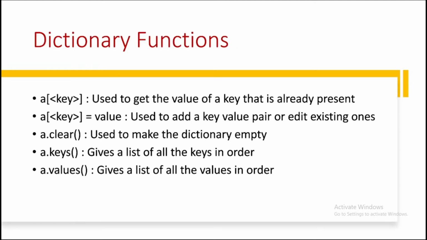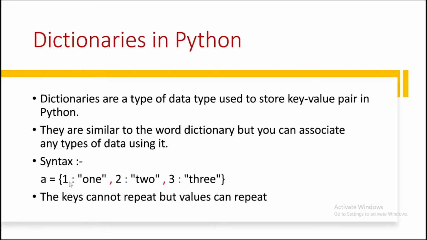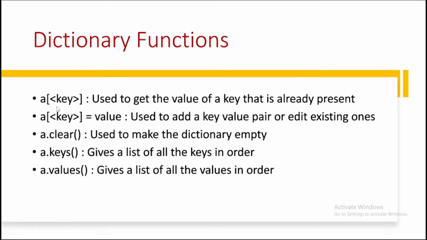So let us learn about the functions that can be performed on a dictionary. If we give a of whatever key is already there in this dictionary, so if we give a of 1, in this bracket if we just give integer 1, it will give us back the value, the word format of 1.